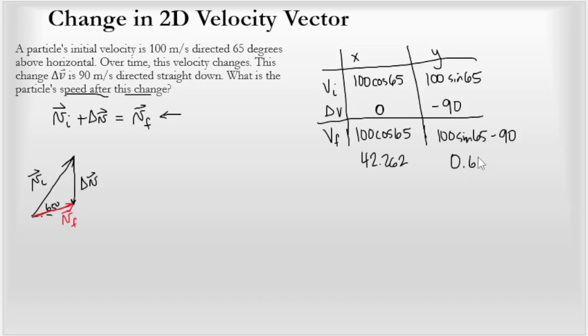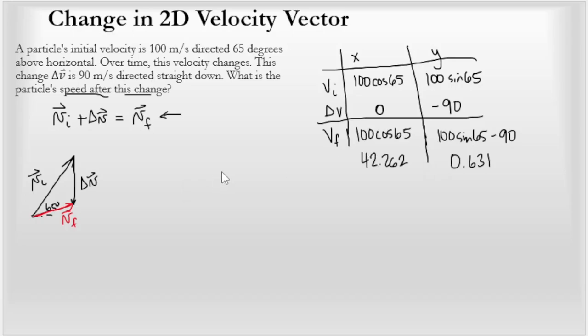And this was awfully small. I think it depends on what randomized numbers you get in here. I saw another problem with 67 degrees, and this was like 2 point something, but that is what it is for my numbers. And so I have those two components.